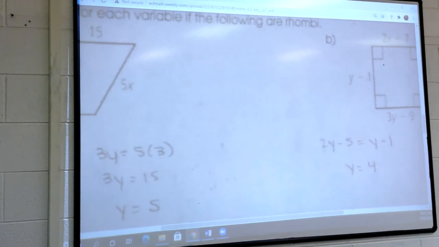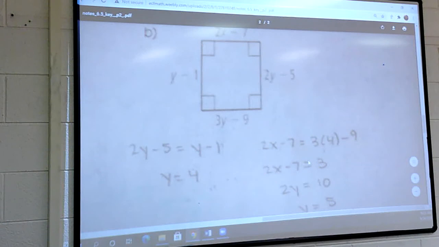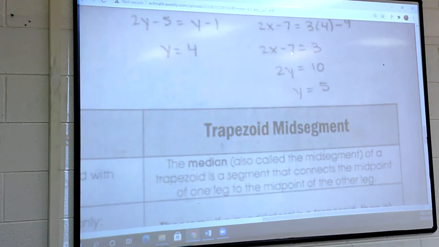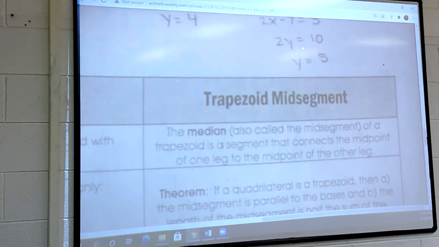So if we know all the sides have to equal 3, then we can do the top one. 2x minus 7 is going to have to equal 3. So that's where we're going to get the next one. 2x minus 7 equals 3, right? Because all the sides got to equal 3. You don't need that top part, you just need from right here. So 2x minus 7 equals 3.